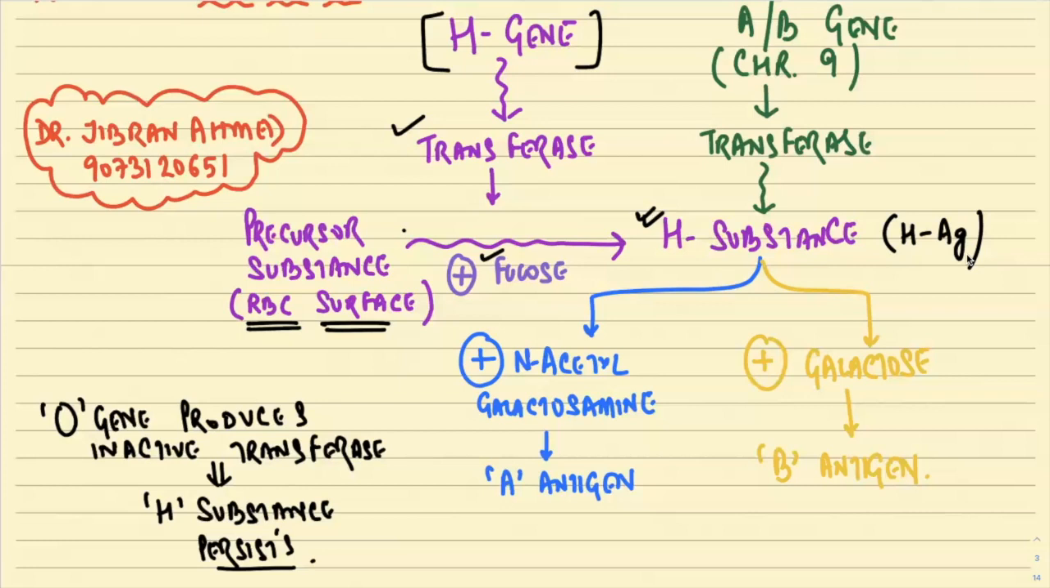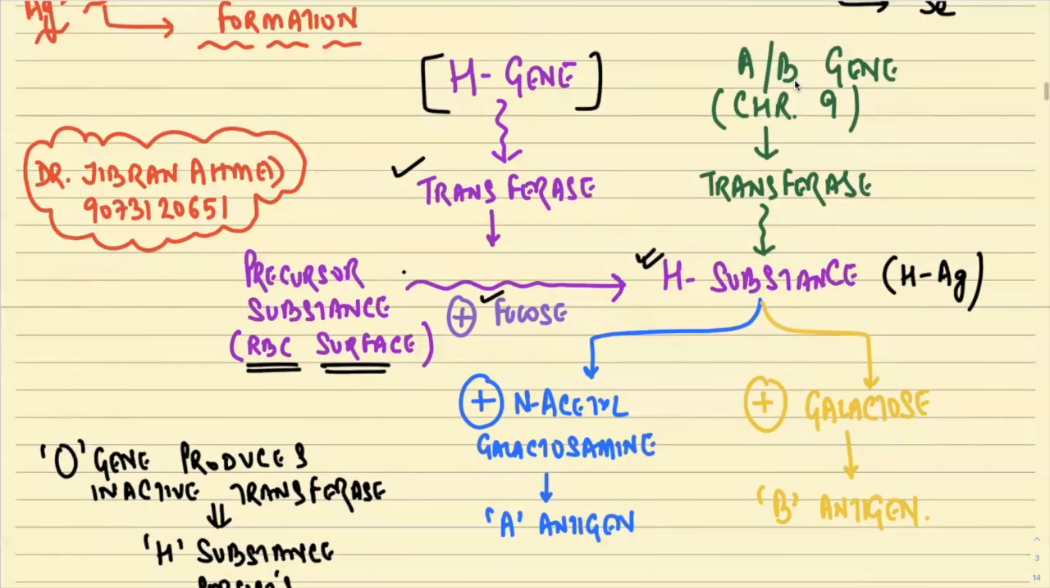Now this H substance is present on the surface of the RBC. Now, depending on whether the person has the A or the B gene, that person is going to encode another specific transferase enzyme, which is going to act on the H substance. If, for example, the transferase is encoded by the A gene, then it is going to add a sugar molecule, N-acetyl galactosamine, and that H antigen is now going to convert into the A antigen. So he will contain both the H antigen as well as the A antigen.